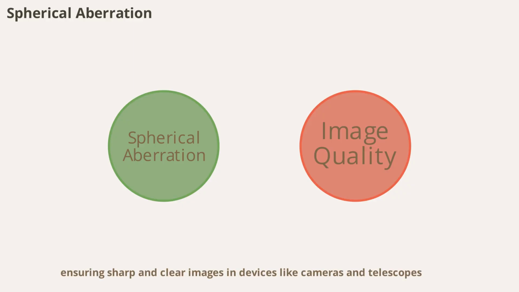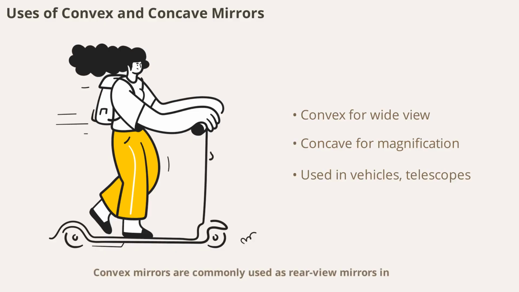Convex mirrors are commonly used as rear-view mirrors in vehicles because they provide a wider field of view. Concave mirrors are used in shaving mirrors, headlights, and telescopes to focus light and form magnified images. Knowing where to use each type of mirror helps in designing effective optical systems for various applications.